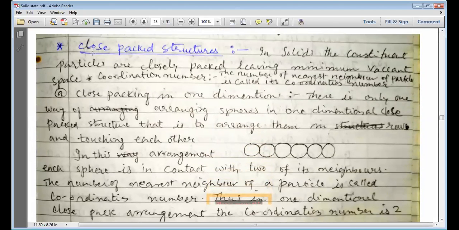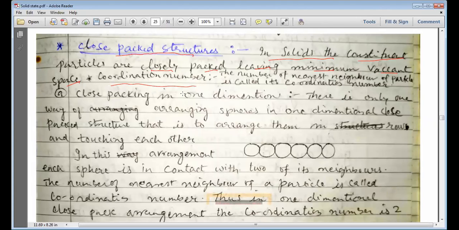Now, my dear students, we want to study the close packed structures. So let us study close packing, or close packed structures. In a solid, constituent particles are closely packed, leaving the minimum vacant space. So, my dear students, in a solid, the particles try to arrange themselves as near as possible, and they want to keep the minimum space.